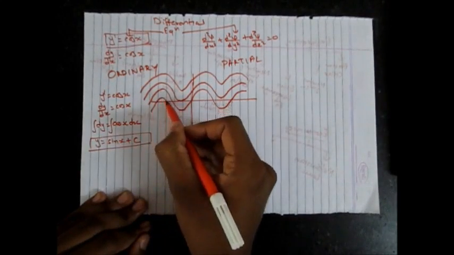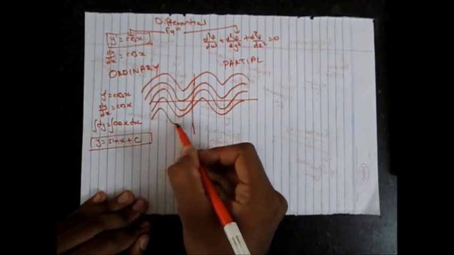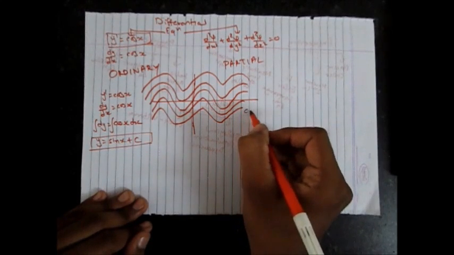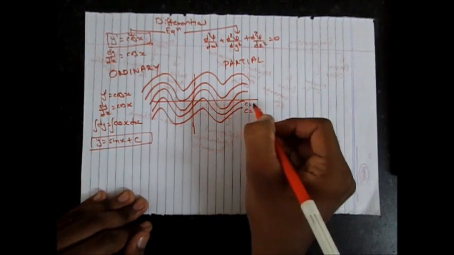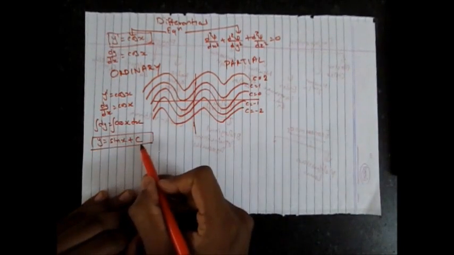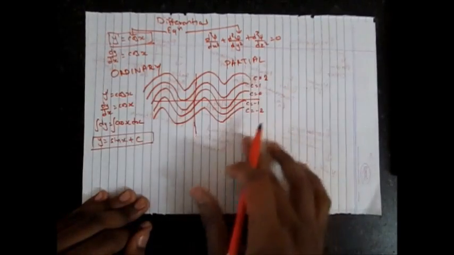Similarly, for the negative term c equal to minus 1, it might look a little like this, and for c equal to minus 2, it will look like this. So let's write it down first: c equal to minus 2, c equal to minus 1, c equal to 0, c equal to 1, and c equal to 2. As you can see, for different values of c, I am getting different solutions. So this is my general solution.